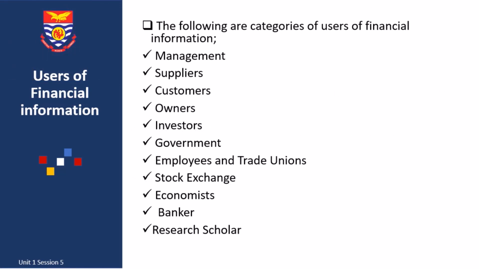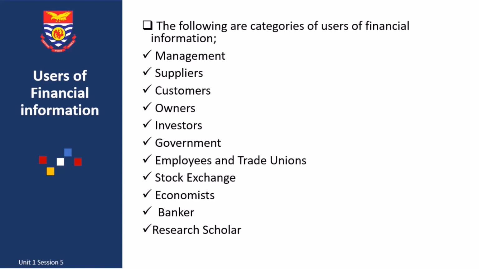So there are a number of users of financial information. Usually these categories of users can be classified into the various stakeholders. Some of them are internal people and others are external parties. So the following are some of the categories of the stakeholders of accounting information or financial information, or in other words, they may be referred to as the users of financial information.